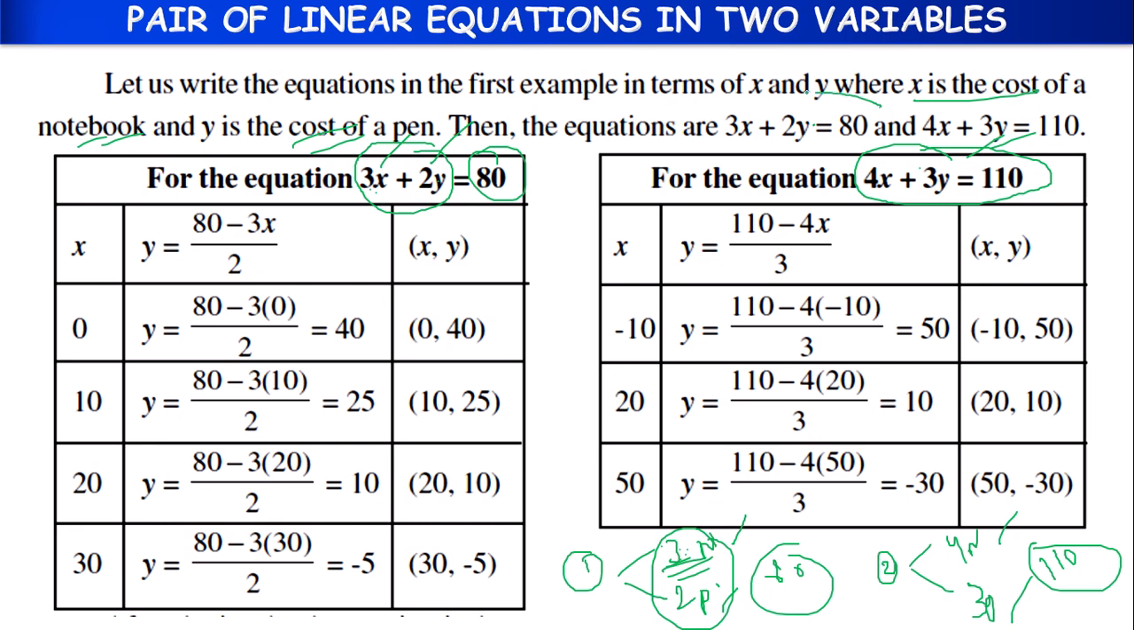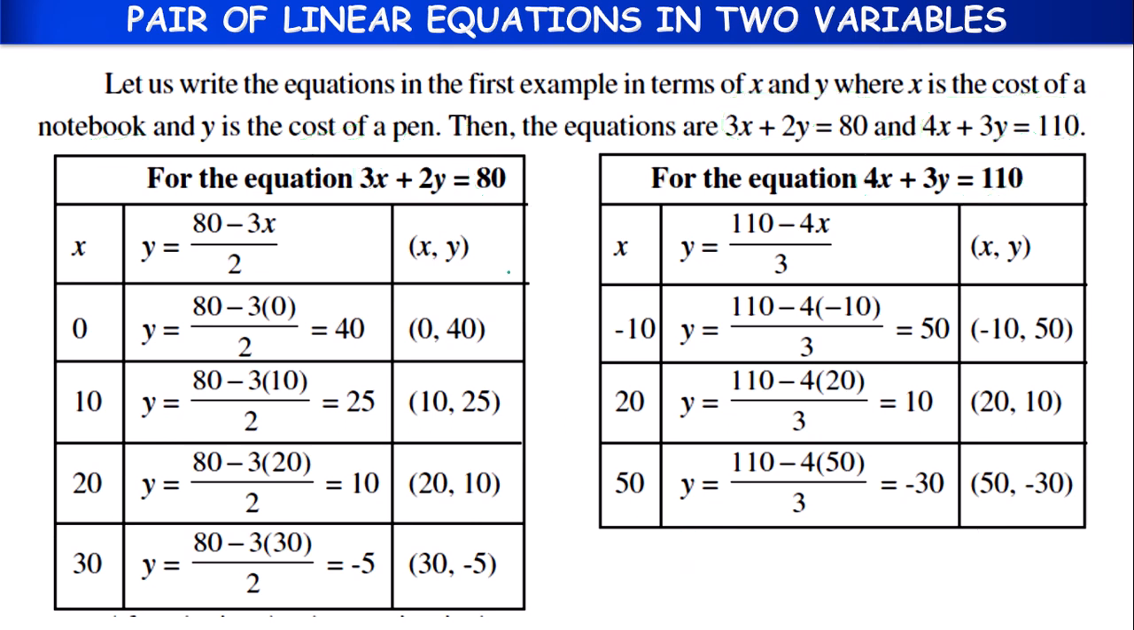So 3X plus 2Y equal to 80 is the equation of the situation of the first girl. The second one is the equation of the situation given by the second girl. So we have 2 equations. Now let's try to solve them, to find the values of X and Y, or the values of notebook and pen.